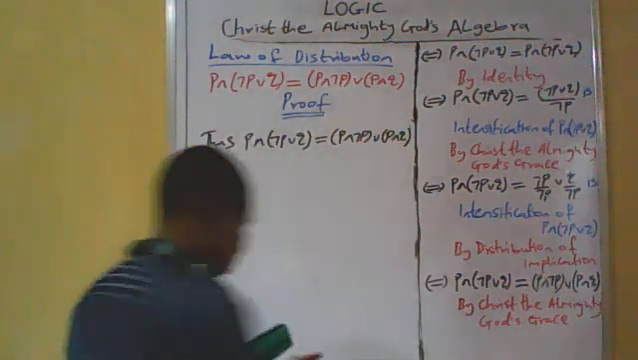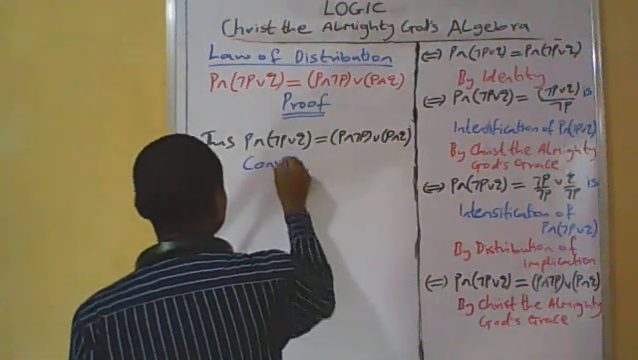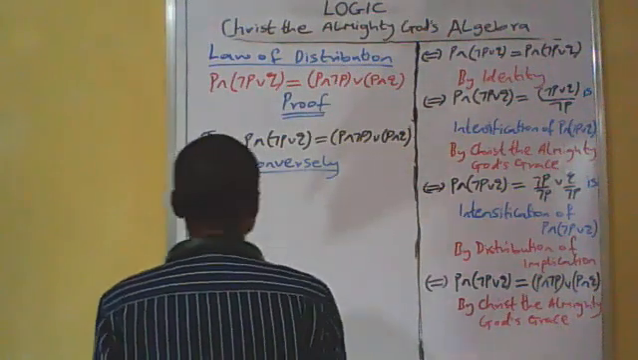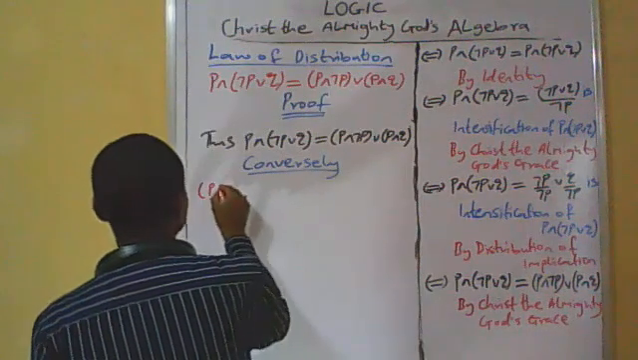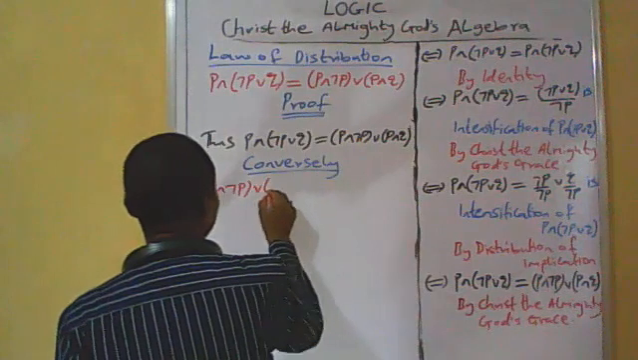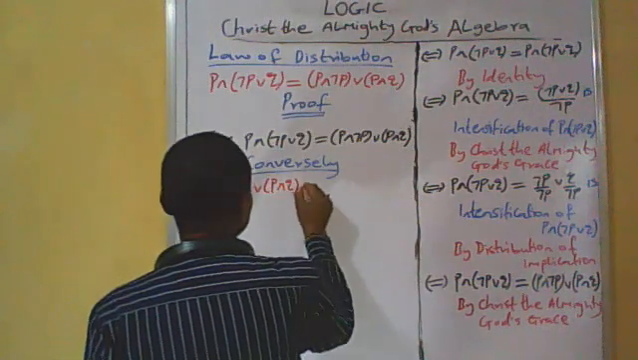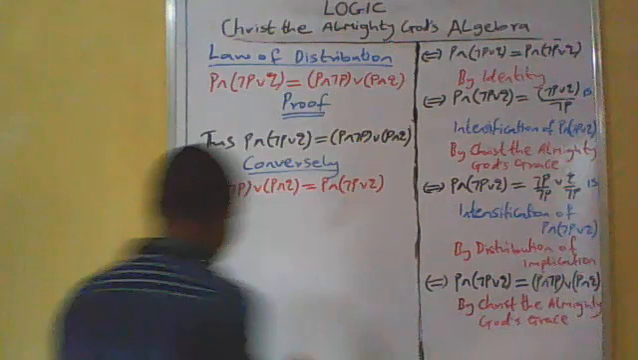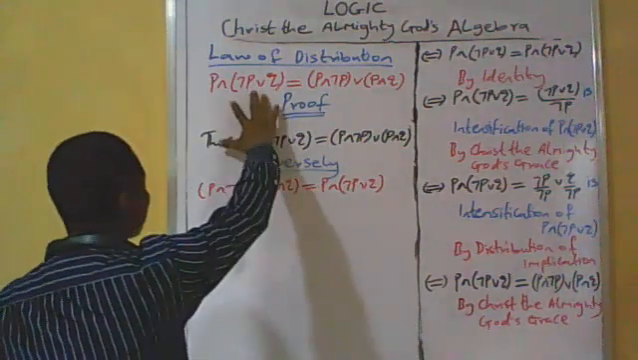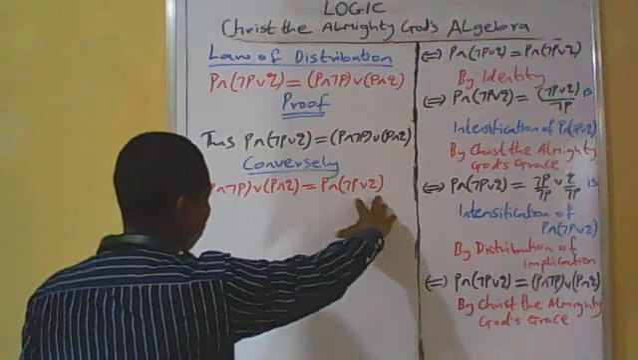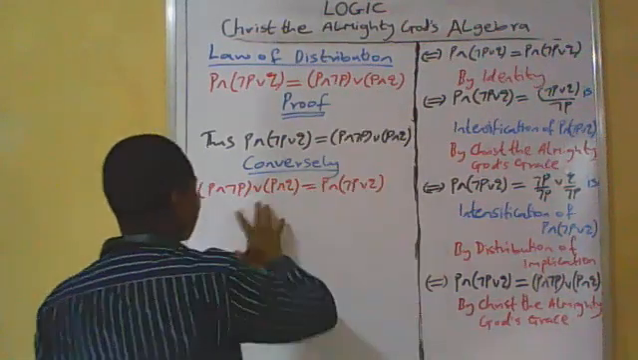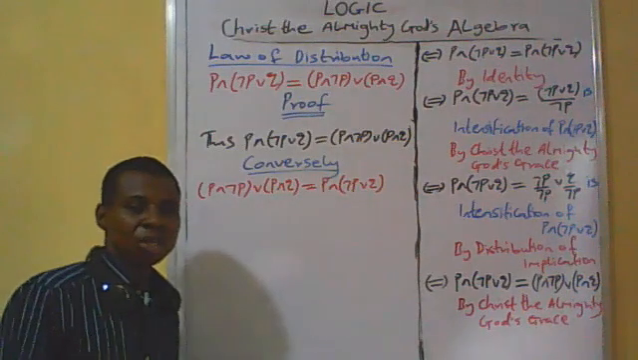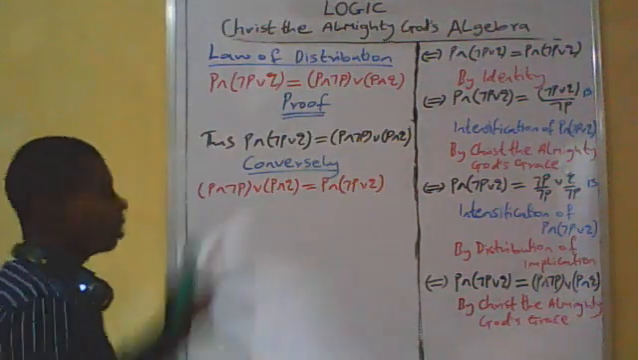So conversely, (P and not P) or (P and Q) is equal to P and (not P or Q). Now we see that the left side of the equation here has now become the right side of the equation here, and the right side has now become the left side. You see that it is the converse. So we're going to prove the converse, we then assume that the statement is true.